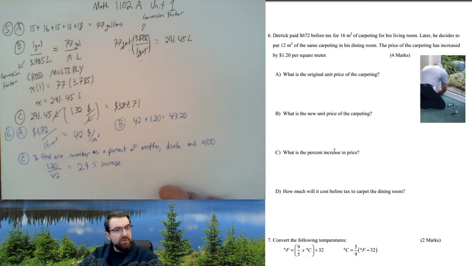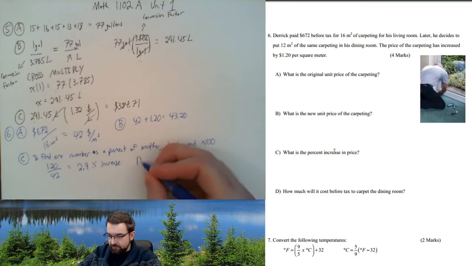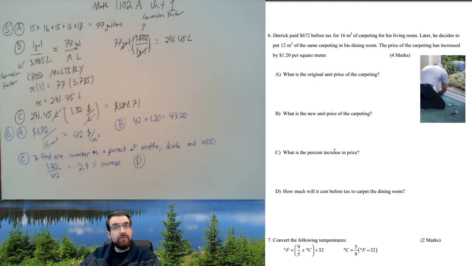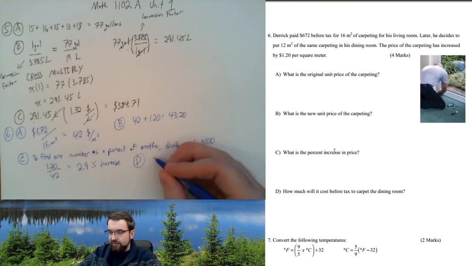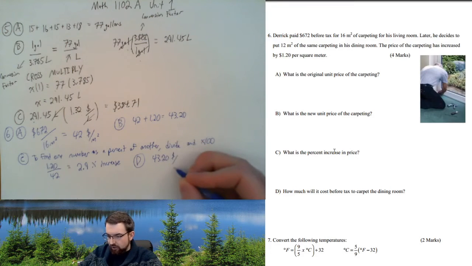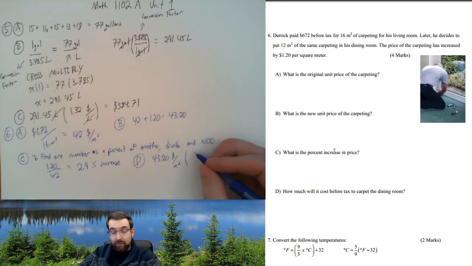How much will it cost before tax to carpet the dining room? Well, it's not hard now, is it? Because we're told that his dining room is 12 square meters, but now the cost is increased. So we have a cost of $43.20 per meter squared. We're going to multiply that by an amount of 12 meters squared, right?